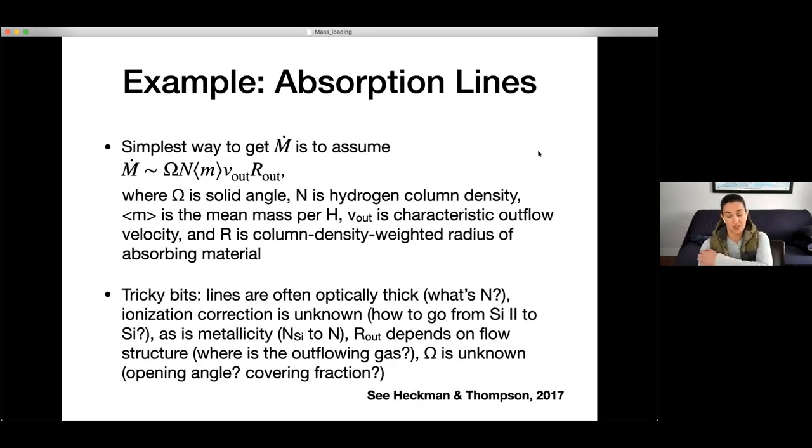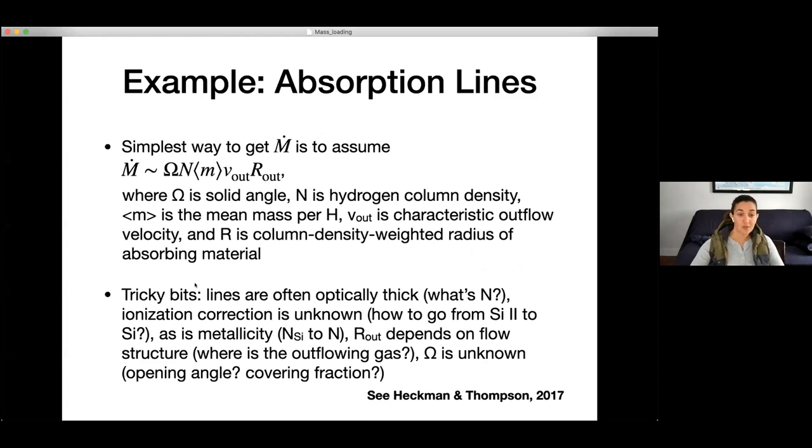Then this is straight from Tim Heckman's review, right? The simplest way to get an Mdot, a mass outflow rate, given this absorption line is to relate it to these quantities: the solid angle, the column density in hydrogen, the mean mass per hydrogen, the outflow velocity, that's the one you just pick based on that line, and R, which is the column density weighted radius of the absorbing material.